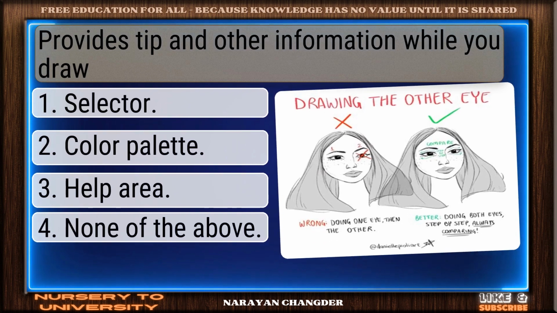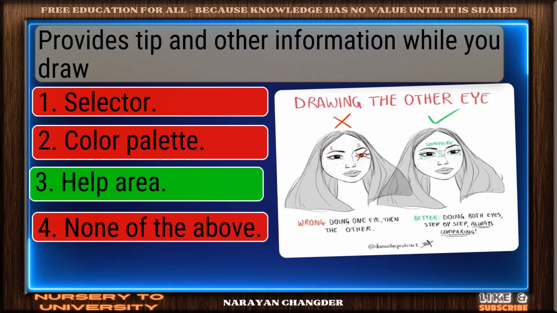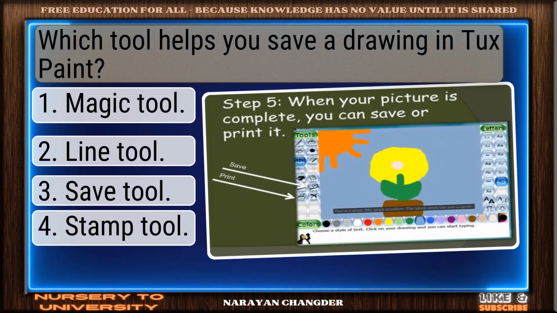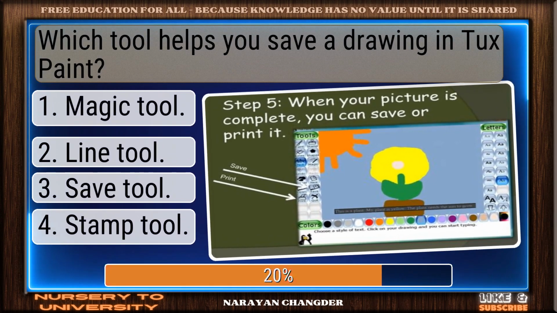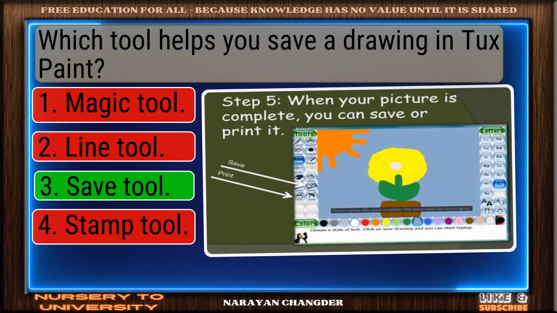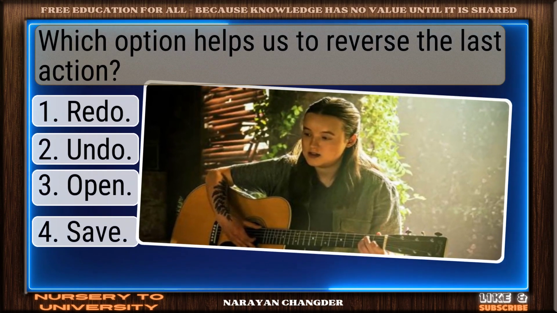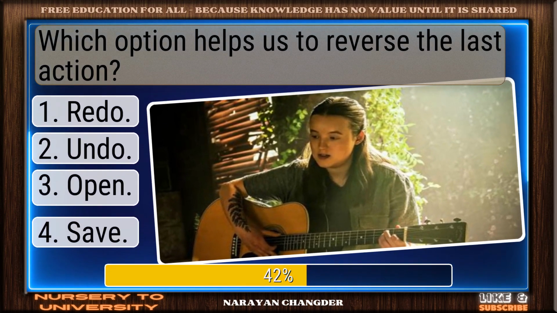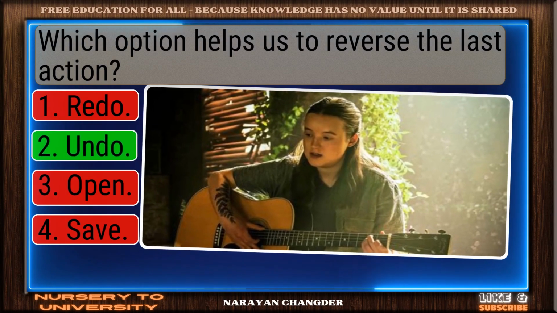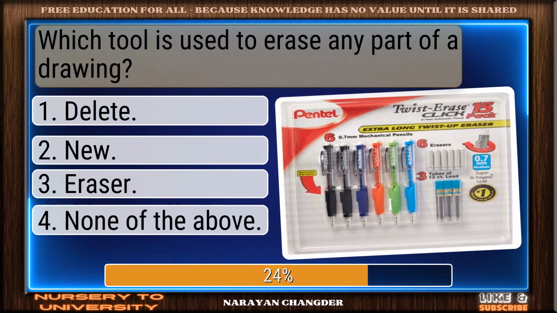Provides tip and other information while you draw. Perfect. Help area is the one. Which tool helps you save a drawing in Tux Paint? Bravo. Save tool is the answer. Which option helps us to reverse the last action? You chose undo. Correct. Which tool is used to erase any part of a drawing?